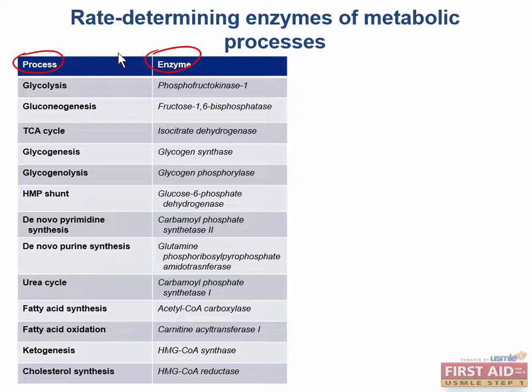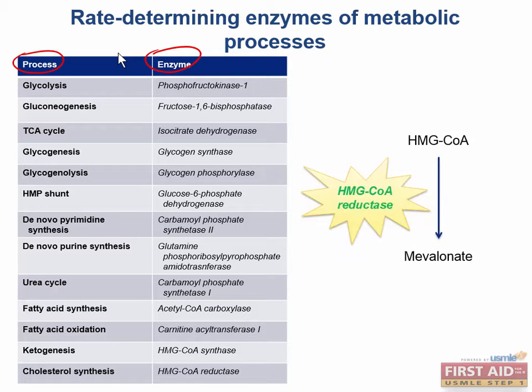It'll definitely help you on your test to know which enzyme is rate limiting for each process and how that enzyme is regulated. For example, let's go ahead and talk about HMG-CoA reductase from down here. HMG-CoA reductase is the rate-limiting step of cholesterol synthesis. HMG-CoA reductase is going to convert a molecule of HMG-CoA into mevalonate, which is then eventually going to go on to become cholesterol. So, do you remember which class of drugs inhibits the enzyme HMG-CoA reductase?